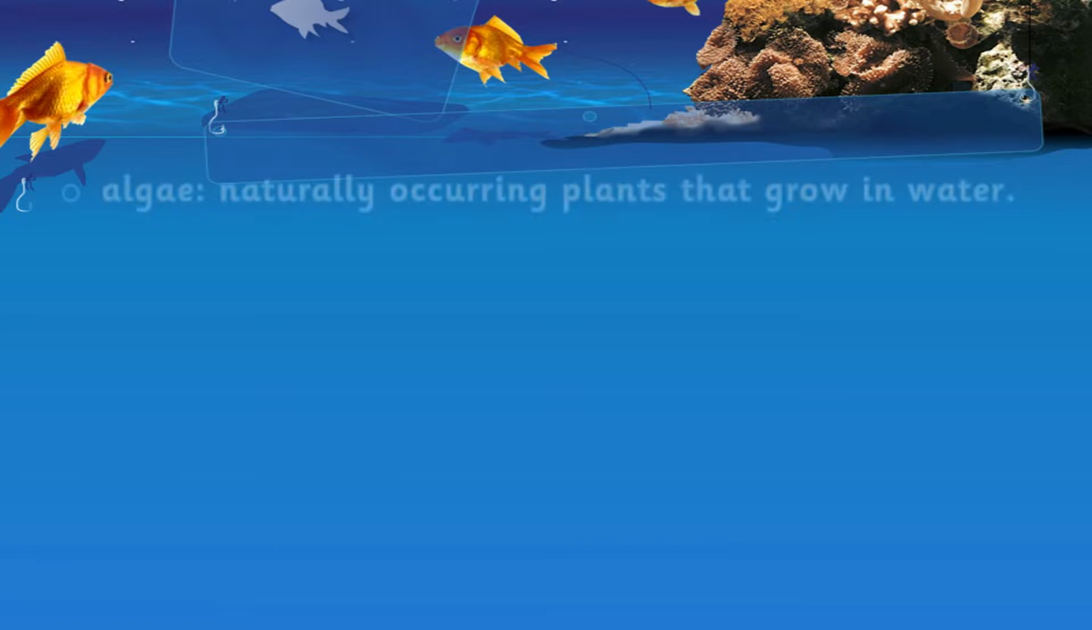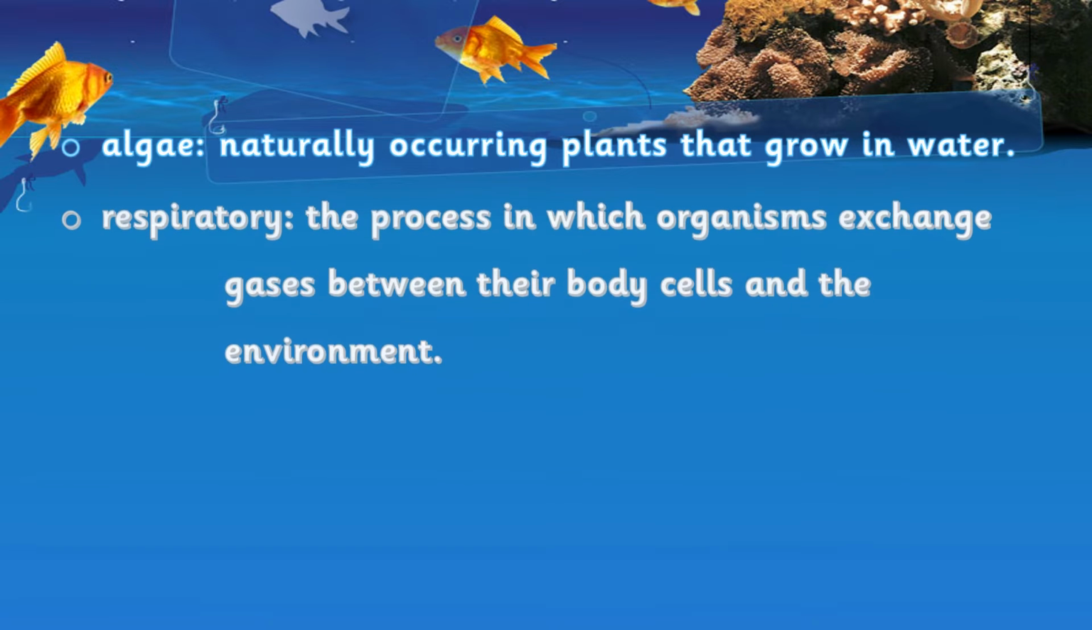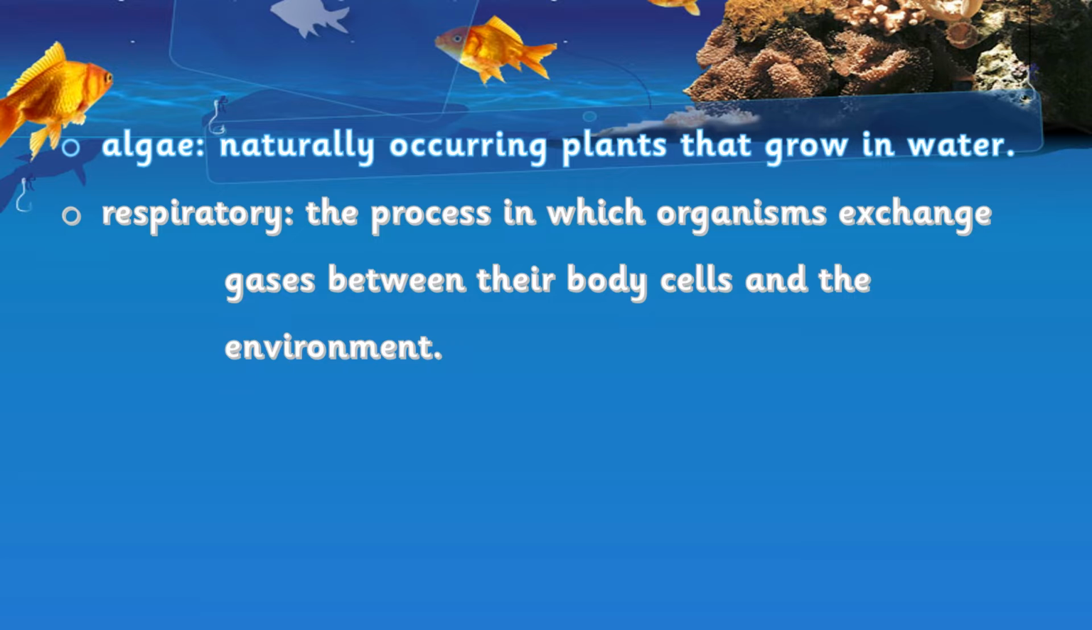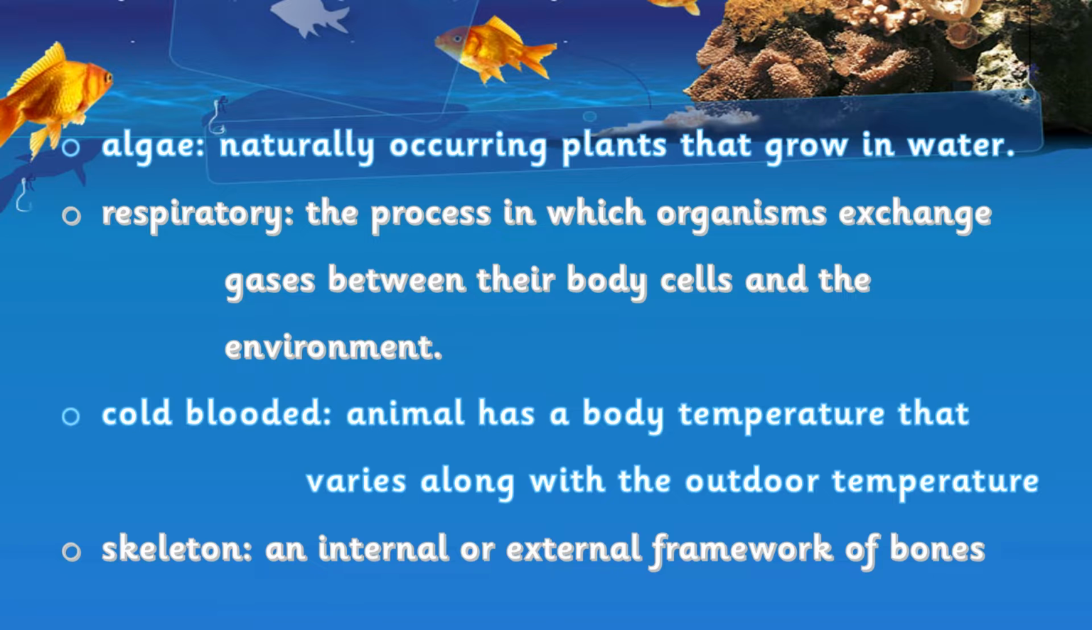Next is algae, which means naturally occurring plants that grow in water. Next, respiratory, the process in which organisms exchange gases between their body cells and the environment. Next, cold-blooded. Animal has a body temperature that varies along with the outdoor temperature. Next is skeleton, an internal or external framework of bones.